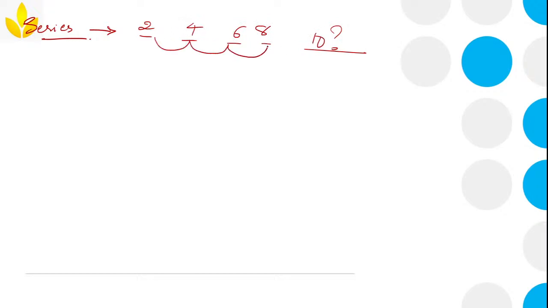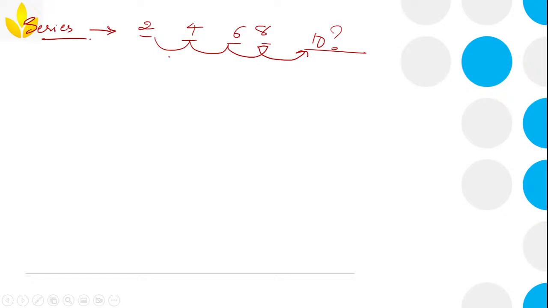Series means, for example, I'll write some numbers here, and after that I'll ask you what the next number is. For example, 2, 4, 6, 8, easy. What is the next number? It has to be 10. Why? Because these are even numbers, so the next number has to be an even number.